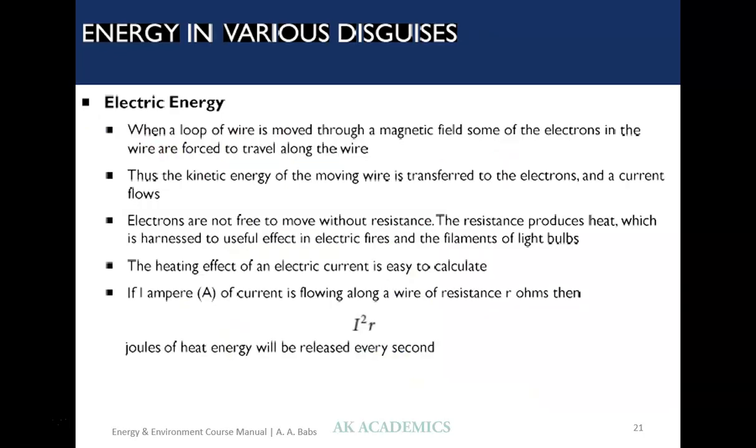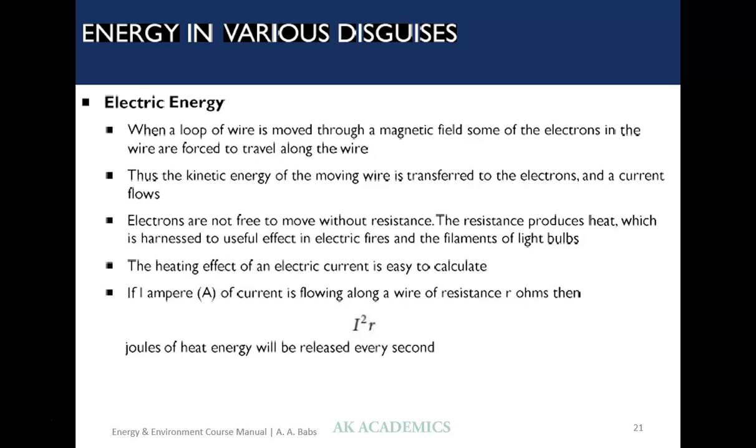Now let's quickly talk about electrical energy. When a loop of wire is moved through a magnetic field, some of the electrons in the wire are forced to travel along the wire. Thus, the kinetic energy of the moving wire is transferred to the electrons and a current flows. Electrons are not free to move without resistance. So that resistance actually produces heat, which is harnessed to useful effect in electric fires and the filaments of bulbs.